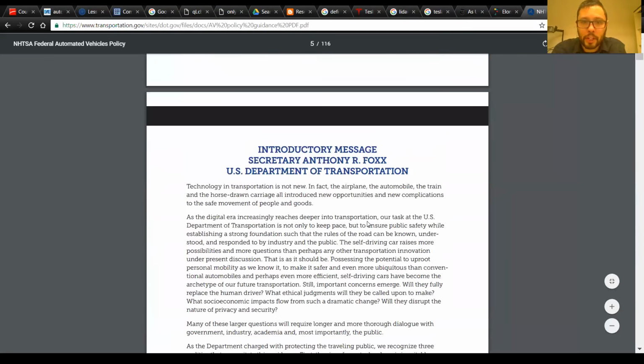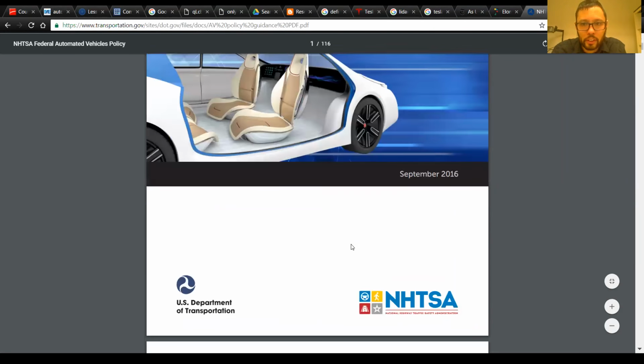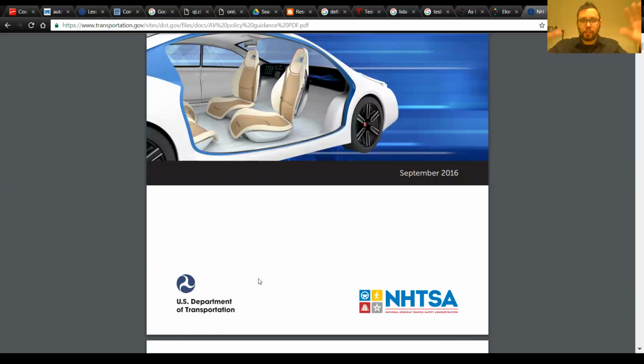Right. So the Department of Transportation and the National Highway Traffic Safety Administration. These are the federal agencies that are responsible for regulating vehicles, for setting the safety standards that they all have to meet, and so on.